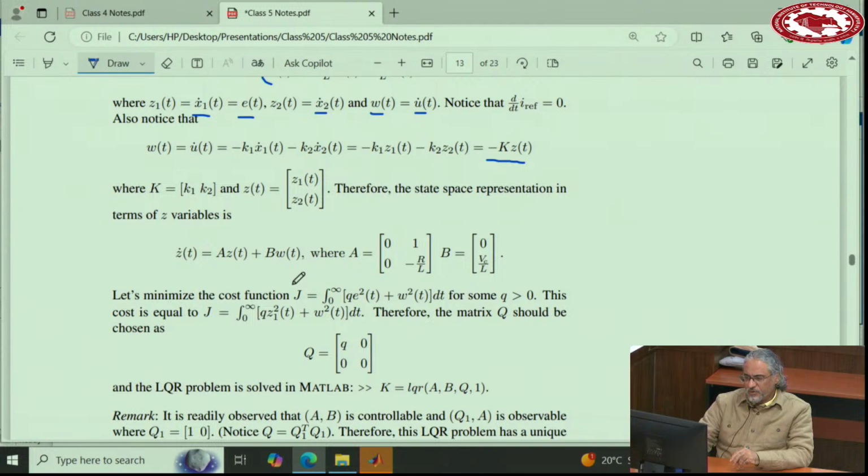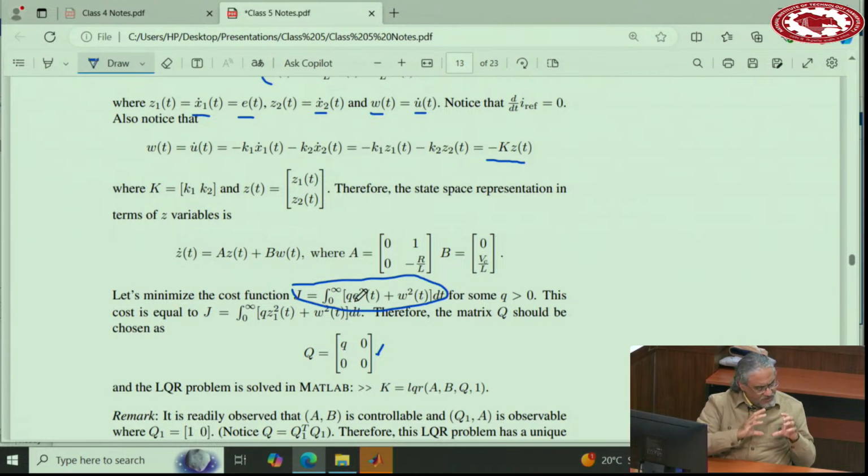Okay. So now we can minimize this cost function, which is the square of the tracking error multiplied into Q plus W squared. So you choose capital Q equal to Q and 0, because we did not give any weight to the current. Let's say tracking error: our objective now is to minimize the tracking error. The current, as long as it's within the limit, it's all right. And the limiter keeps it within the limit.